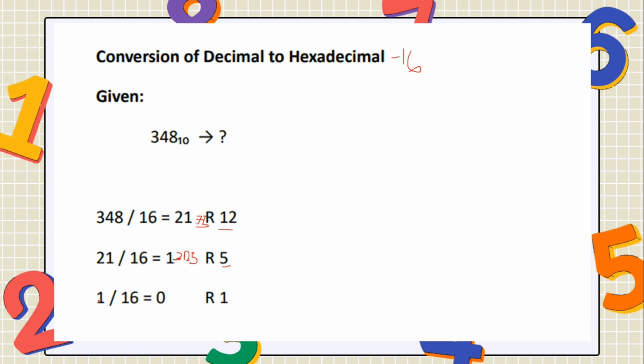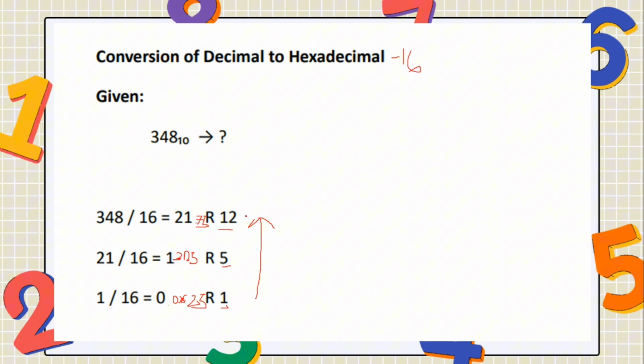So 1 divided by 16 equals 0.0625. Same process, 16 times 0.0625. Remainder niya 1. And that's all. But unsa ang rule sa hexadecimal?